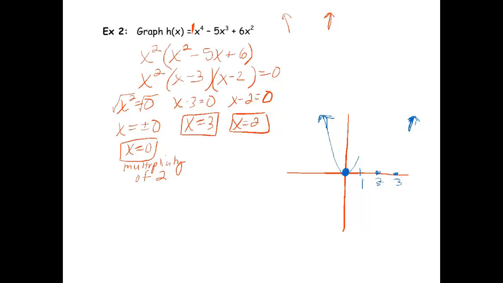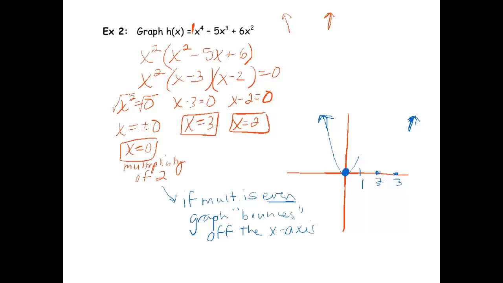Okay. So I'm going to make a little note of that. If the multiplicity is even, I'm going to say graph bounces off the x-axis. That's obviously not a mathematical term, it's just something that I like to use to describe the graph. So see how we got the bounce right there? Okay, we got to come back down to go through the 0 at 2, and come back up to go through 3, and now we can connect.